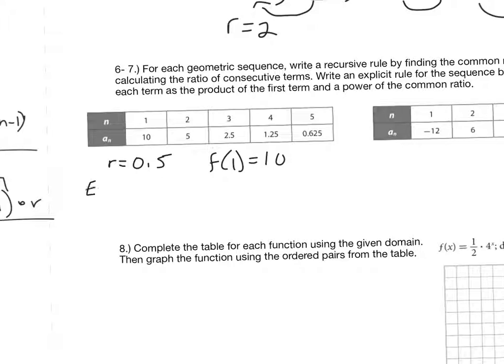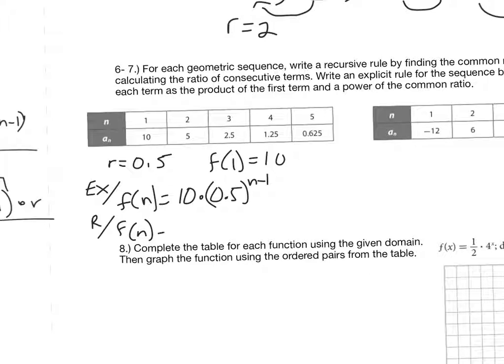So for writing an explicit, remember, it's f of n equals your first term, which is 10, times the common ratio, which is 0.5, raised to the n minus 1 power. Okay? And that's all you would have to do. For recursive, it would be f of n equals f of n minus 1 times your common ratio, which is 1/2 or 0.5. Okay? And this is for any n that's greater than or equal to 2, and we're given our first term, which is right over here.